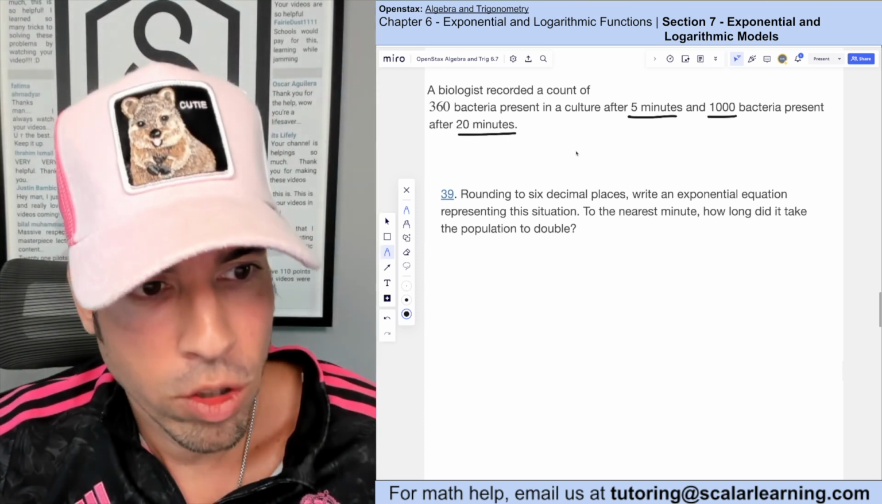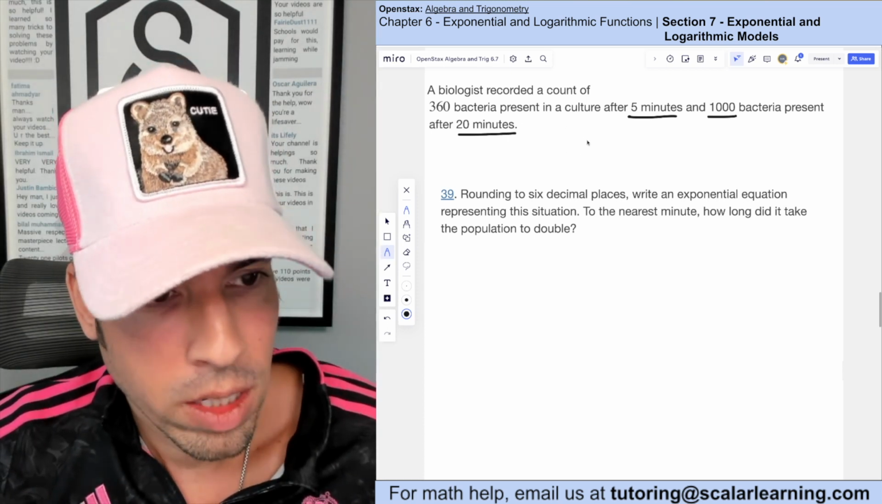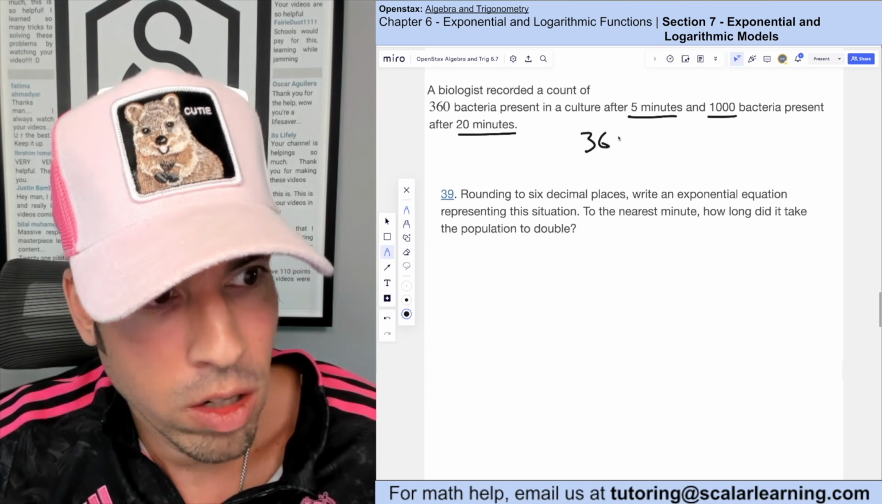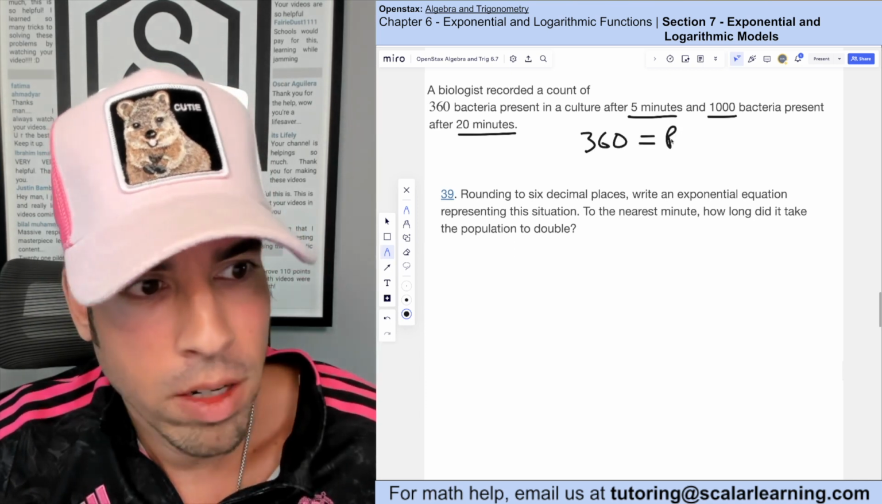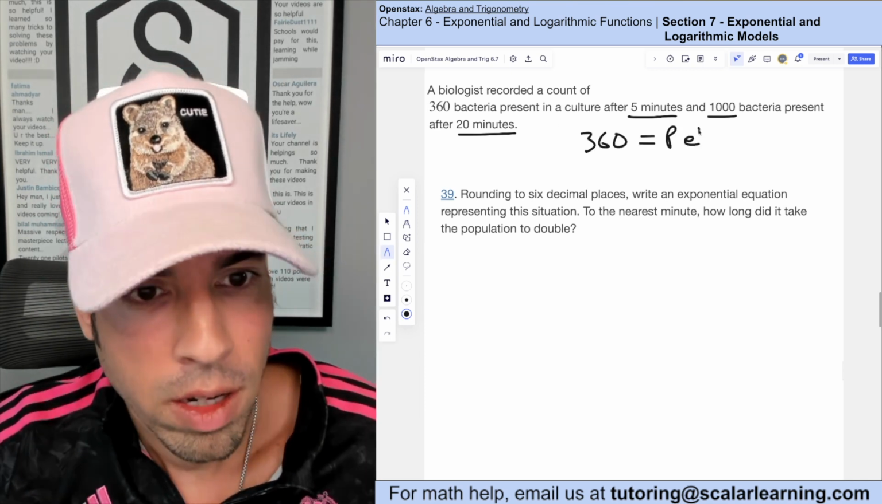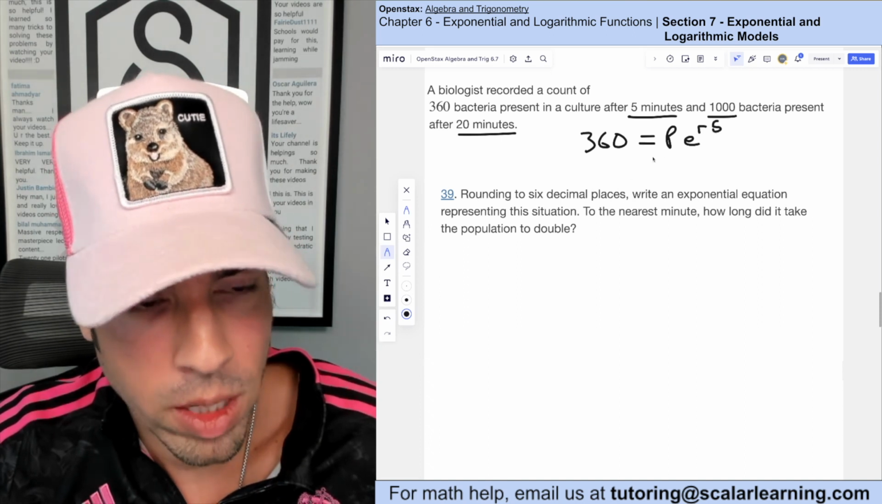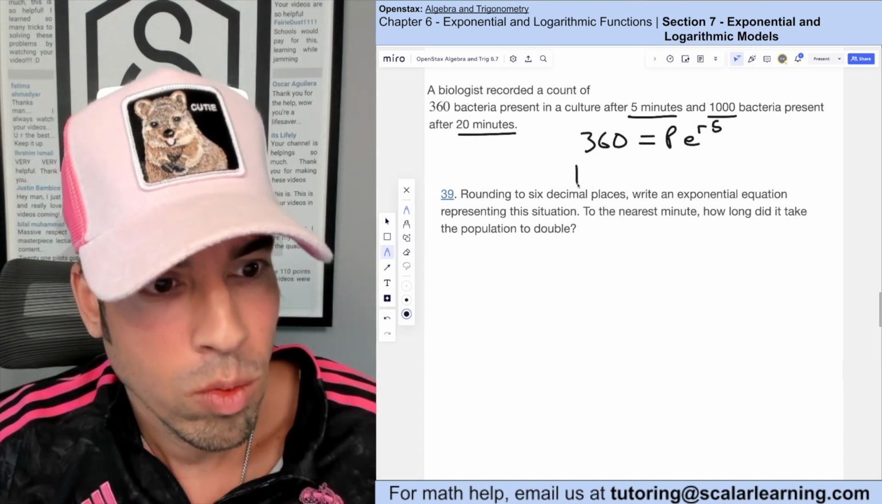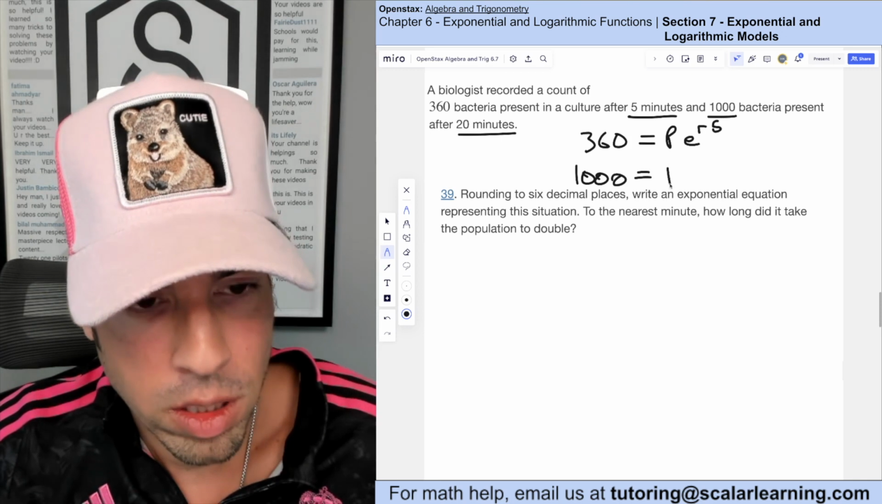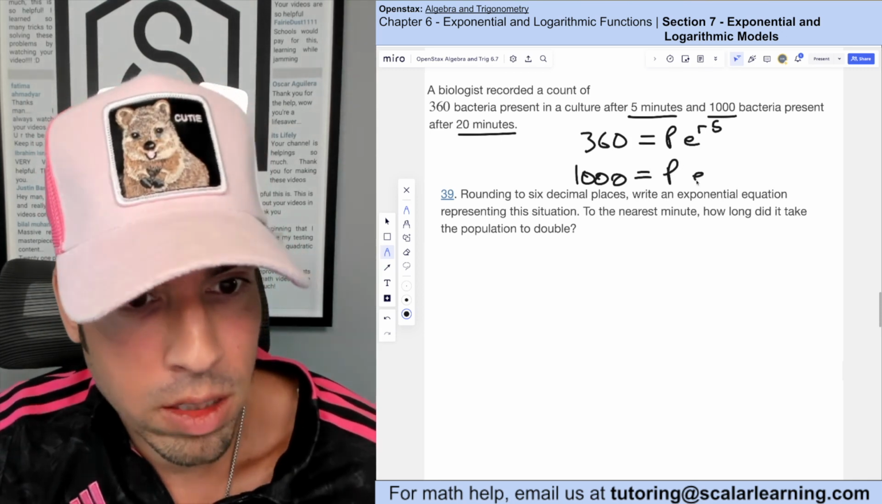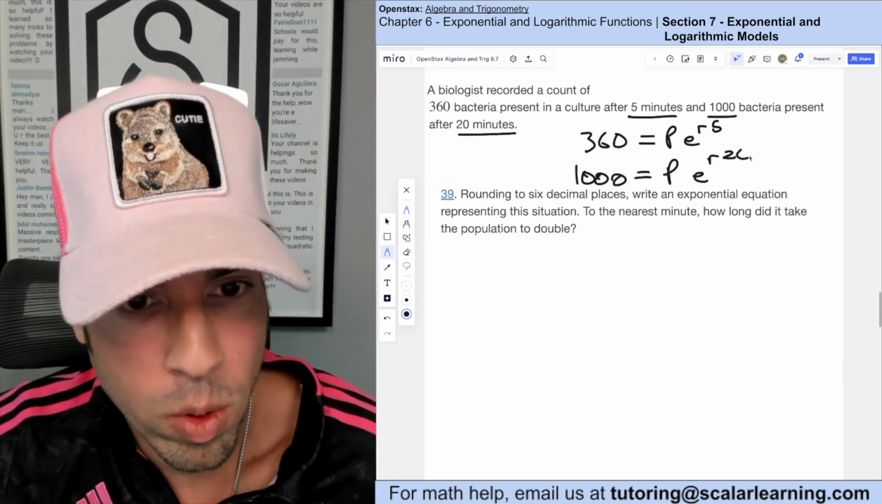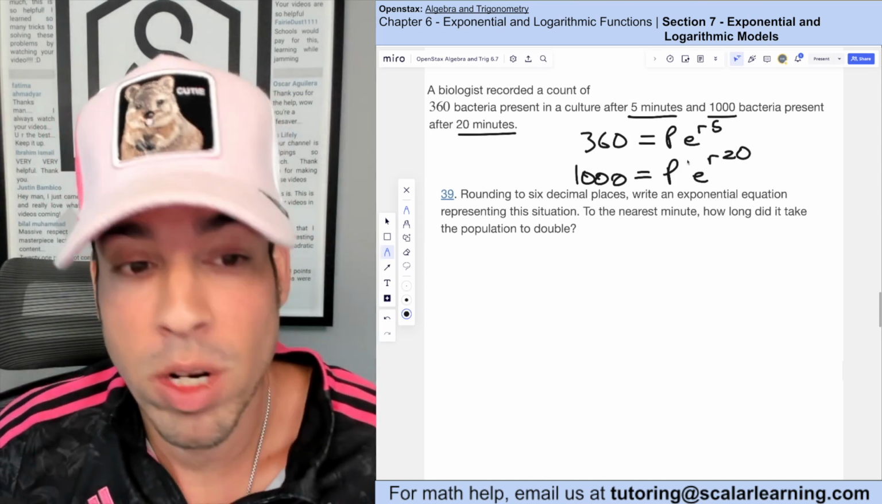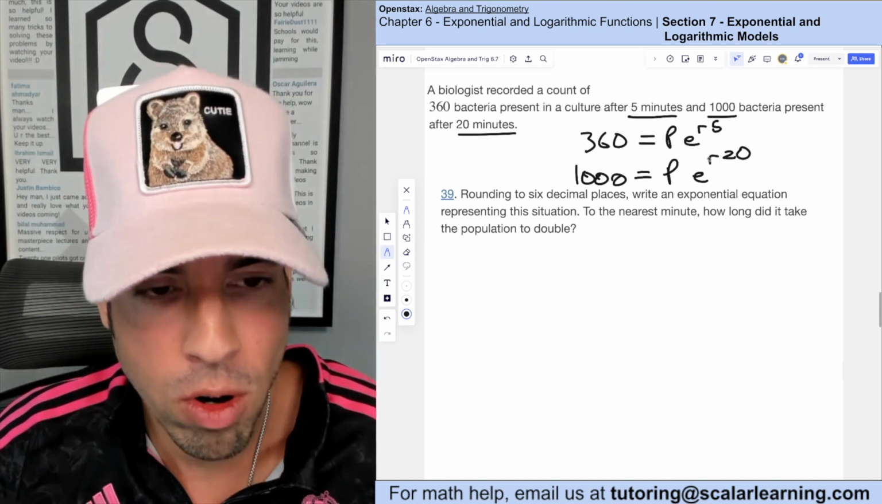So using this, we can create two equations. The bacteria is 360 with some initial amount of bacteria at 5 minutes, so t is 5. So we got one equation. Then we got a second one where it's 1,000 with that same initial value, which we don't know yet, e to the r times 20 minutes. So now we have a system of equations which we can use to actually solve for r and p.